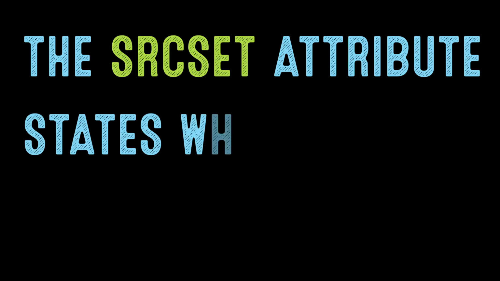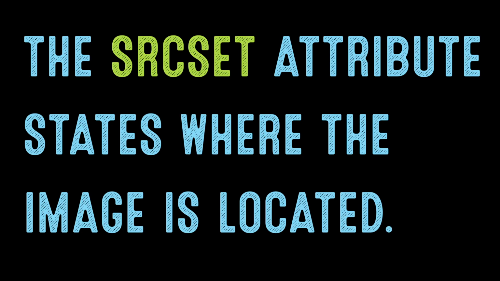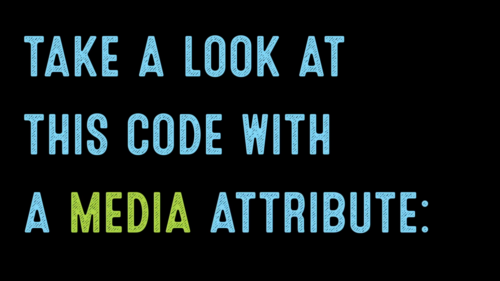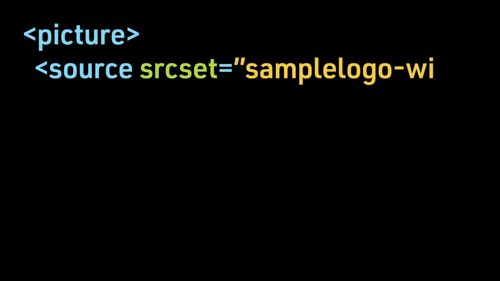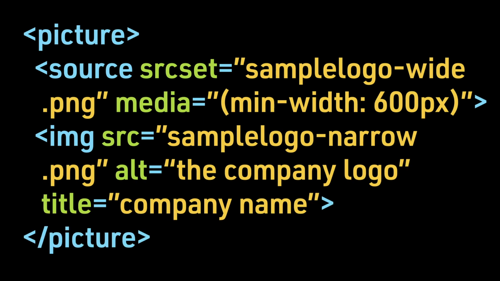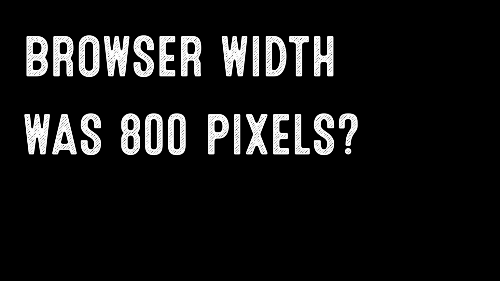What is the role of the srcset attribute for source in the picture element? The srcset attribute states where the image is located. Take a look at this code with a media attribute. Given this example, what image would load if the browser width was 800 pixels?